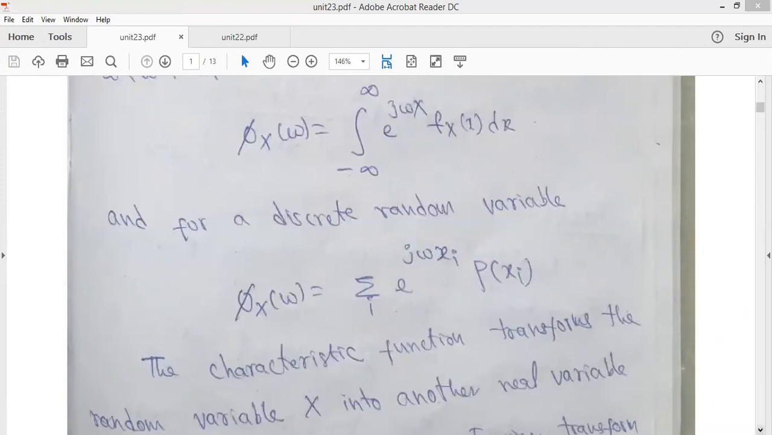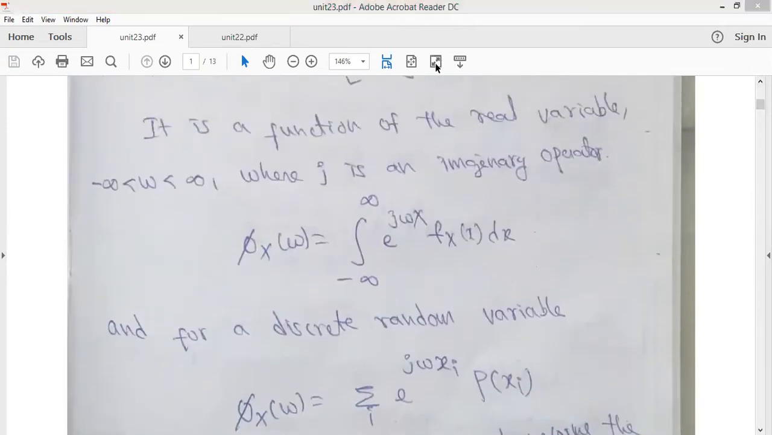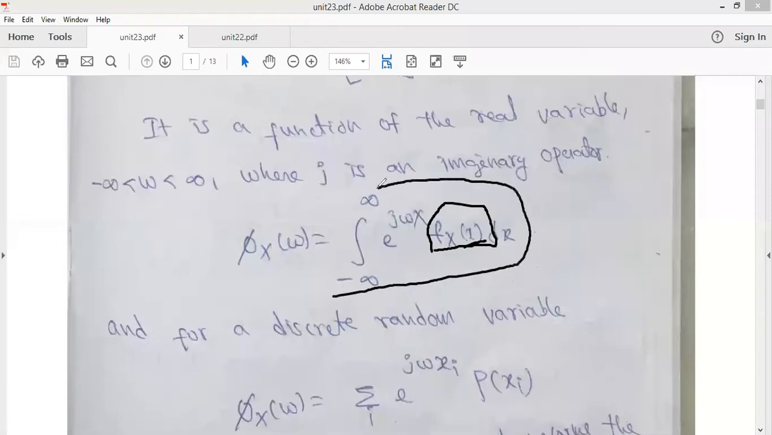So what will this characteristic equation do? Observe this equation. You see that it is a function of x. The probability density function is a function of x. Now if you find the characteristic equation, the function of x is transformed to a function of omega. So x is transformed to omega. That is why the relation between the characteristic function and the probability density function is that these two form Fourier transform pairs.